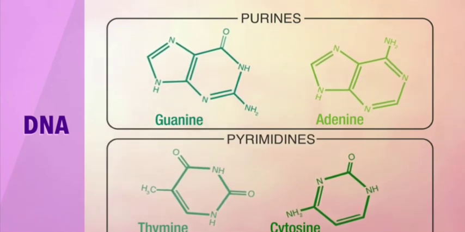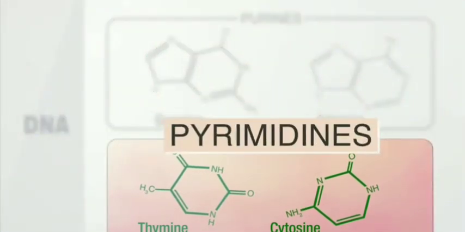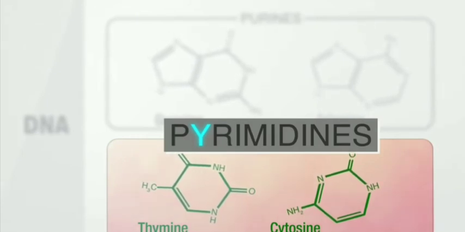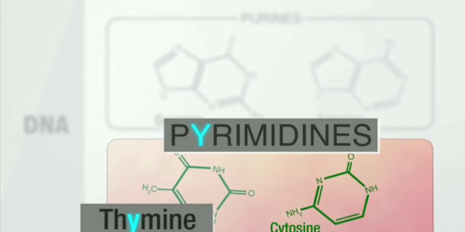Here's a little hint to help you remember this. Pyrimidine has a Y in its name, and so do the bases classified as pyrimidines, thymine and cytosine.